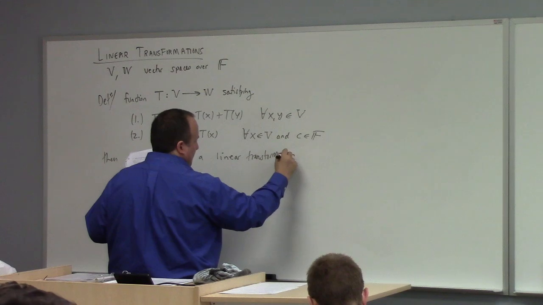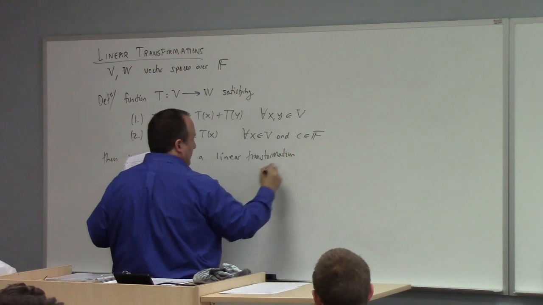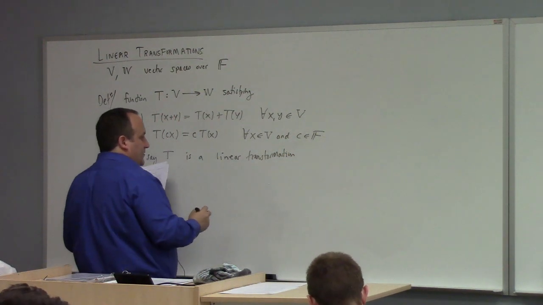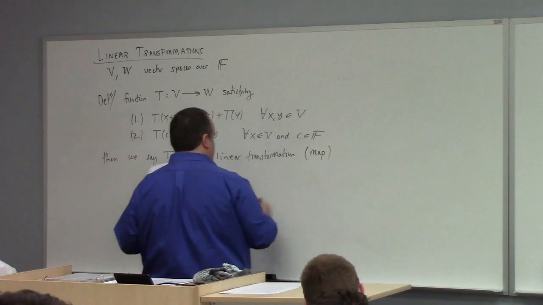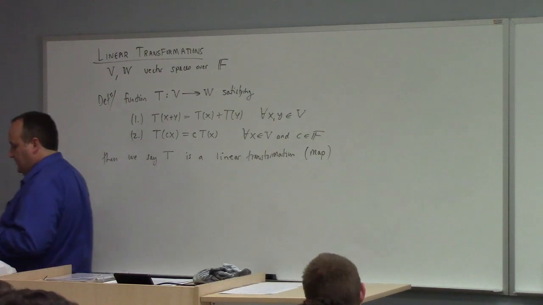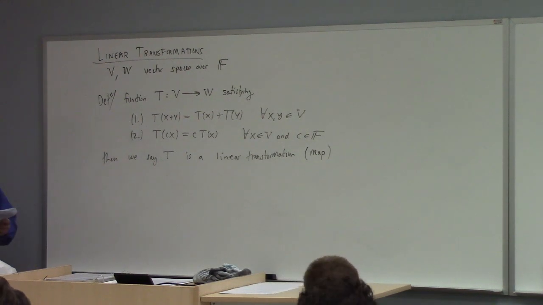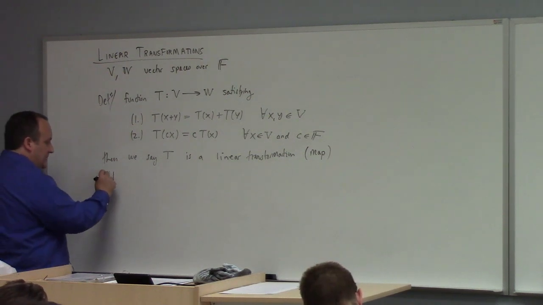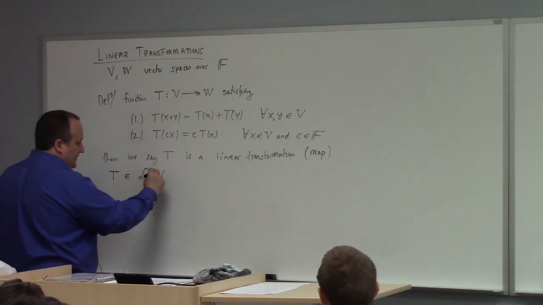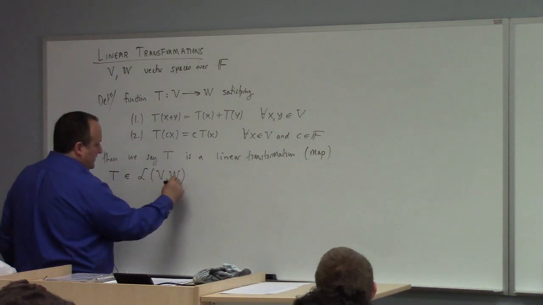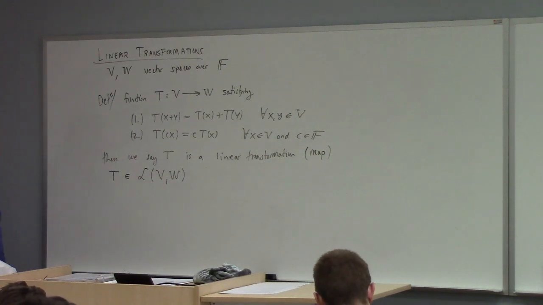Or if we get sick of writing transformation, we might write trans, but we don't like to say that anymore, so we'll probably say or map. All right. So transformation, function, map, these words are kind of used interchangeably around here. T is an element of script L of V, W. So this guy right here is the set of all linear transformations from V to W, all right?